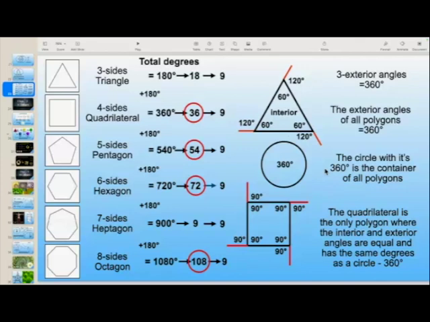Not only does each polygon fit within a circle, it is also surrounded in its exterior angles by the number of degrees contained by a circle, 360 degrees.